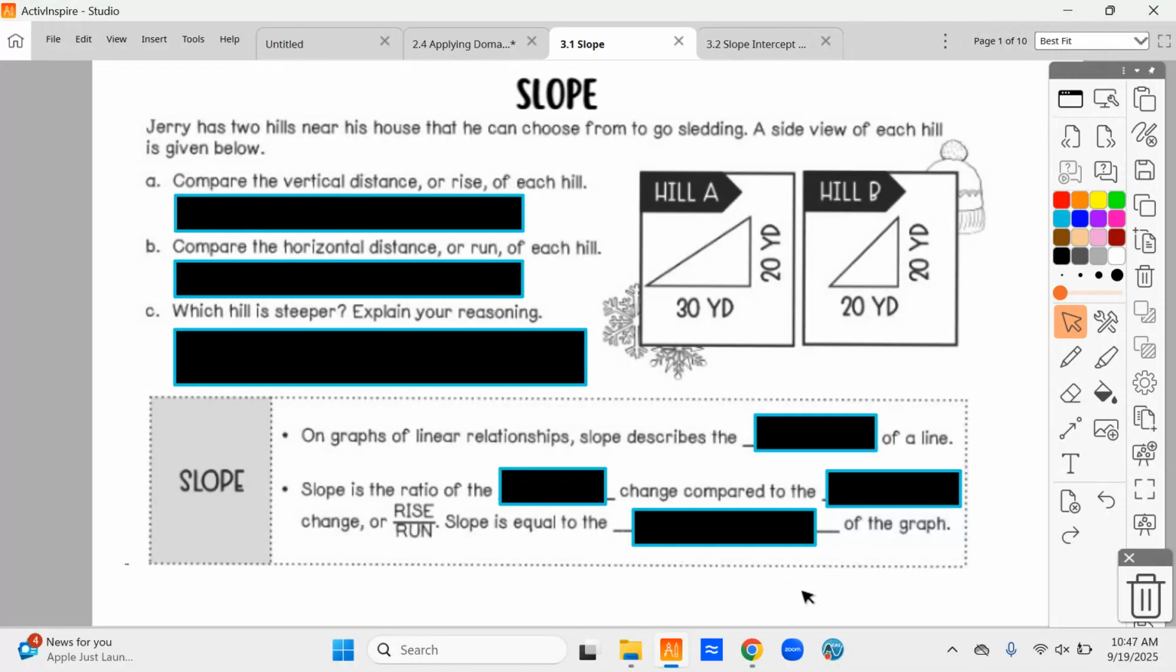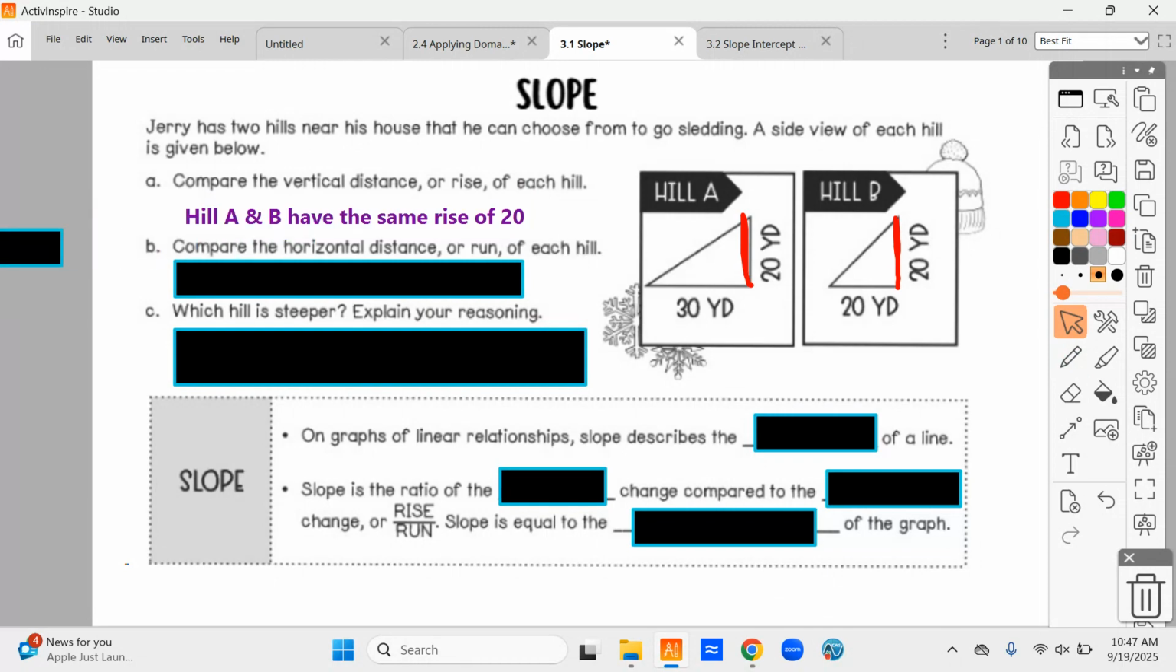Jerry has two hills near his house that he can choose from to go sledding. Each side view of the hill is given below. Compare the vertical distance or rise of each hill. So for this, we are looking at the up and down, that is our vertical distance. And you'll notice that the vertical distance has the same rise of 20 yards.